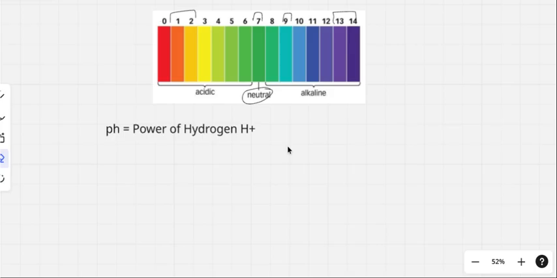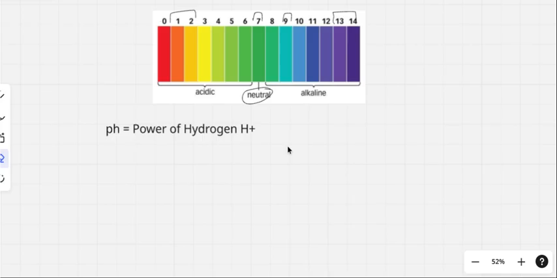Now, to summarize, pH tells us how acidic or basic something is. So 0 to 6 is acidic, 8 to 14 is alkaline, and the number 7 is neutral. Acids and bases react to form water and salts, and indicators help us to test pH safely.